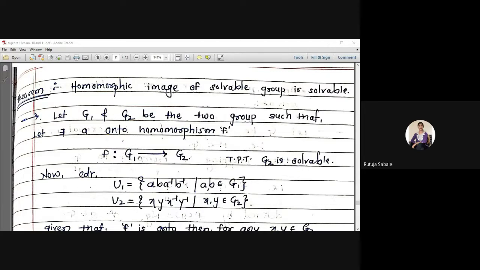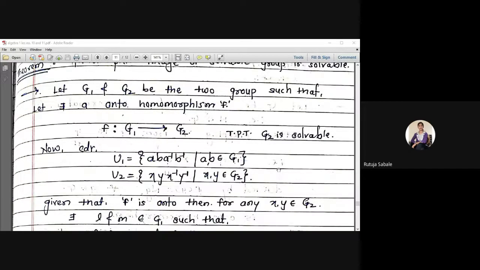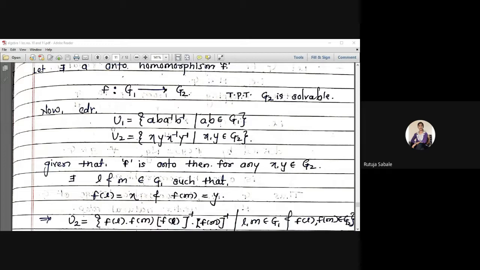If G1 is solvable and f is an onto homomorphism, then f of G1, which is equal to G2, is solvable. We have to prove that. Now consider U1 is the commutator set a inverse, b inverse, a, b such that a, b belong to G1. Similarly, U2 is x inverse, y inverse, x, y such that x, y belong to G2. This is a subset of G2, this is a subset of G1. U1 is a subset of G1, U2 is a subset of G2.